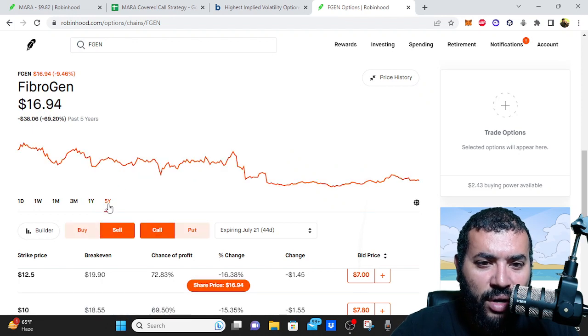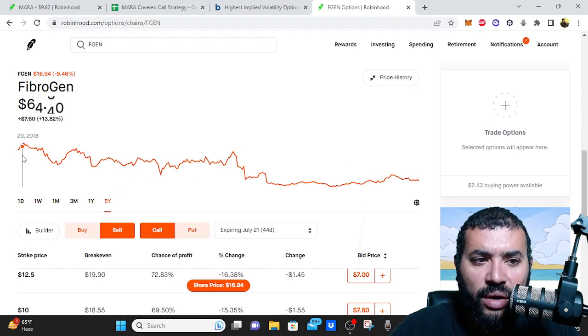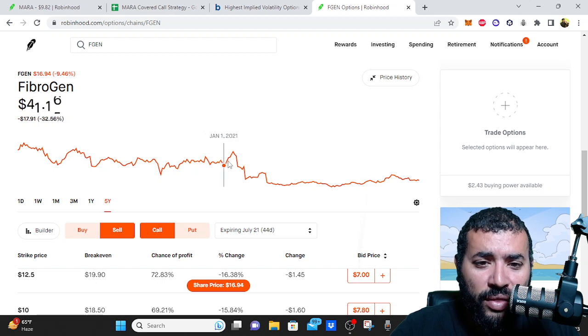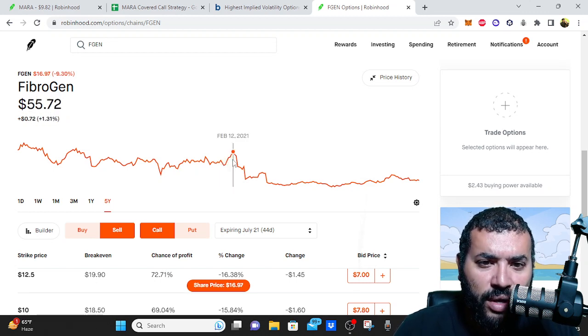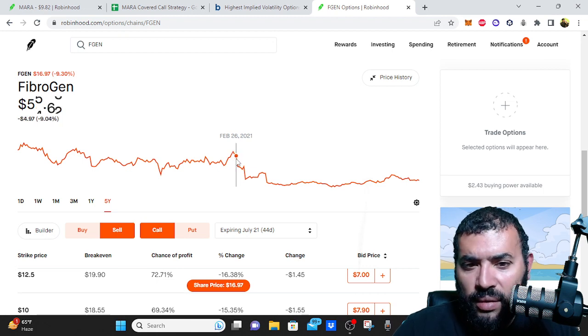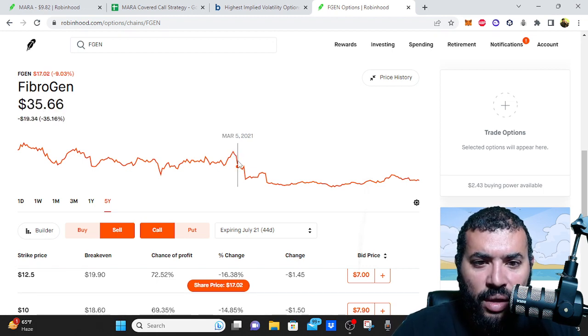On the five-year chart, you can see it was definitely higher a while ago, and this would have been a terrible time right here to have sold that call. When was that? February 12th of 2021. It would not have worked out in your favor. You would have lost a lot of money there. And same here for July 2nd of 2021. You would have lost a lot of money.